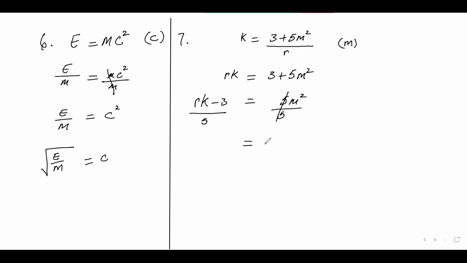So m squared is equal to RK minus 3 over 5. But we want m, not m squared. So you have to square root RK minus 3 over 5, everything, not just the RK minus 3. Everything square root. I said squared, sorry.